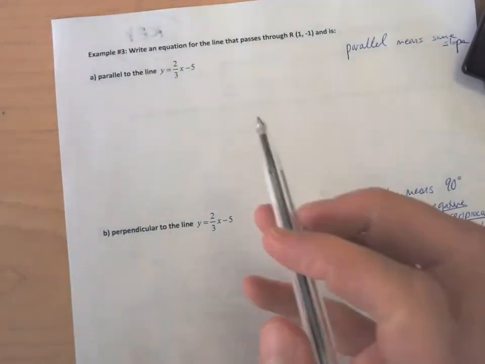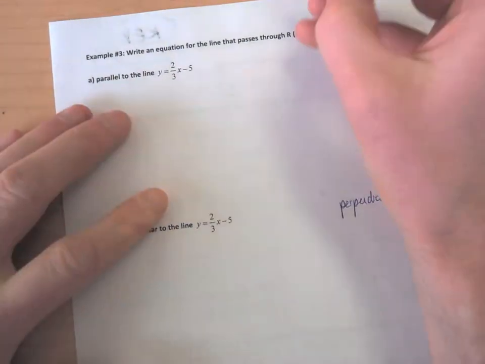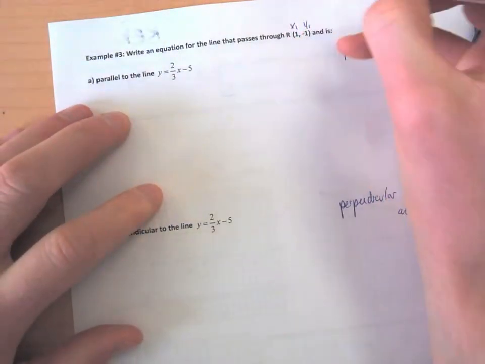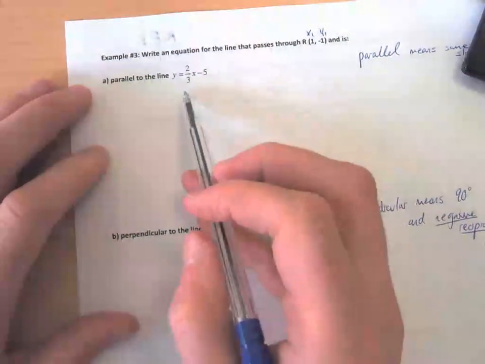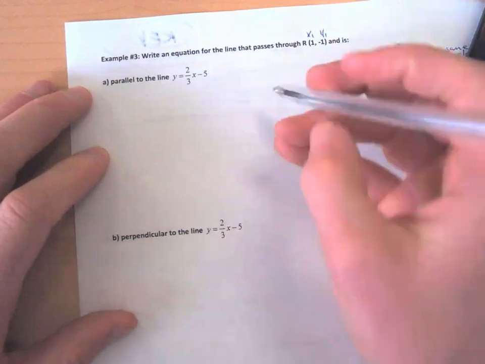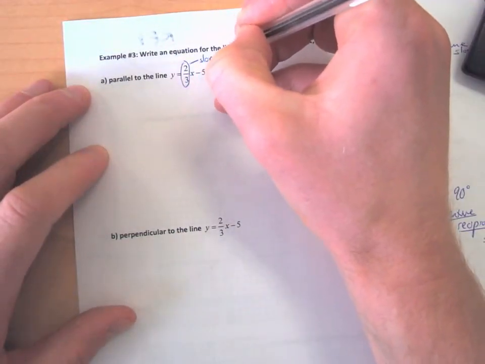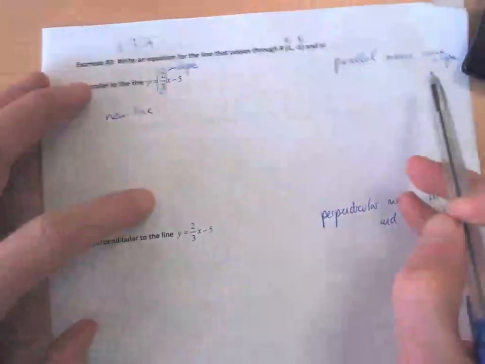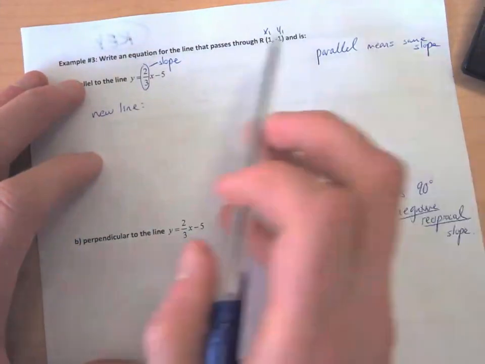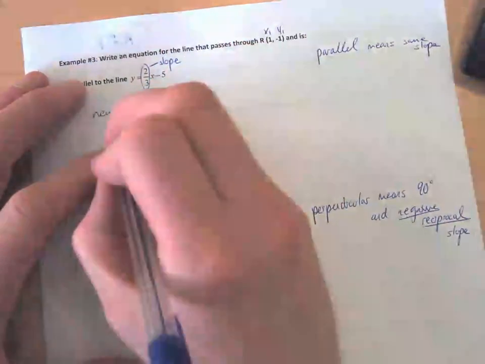So let's look at this. Write an equation for a line that passes through (1, -1), so that's my x1, y1, and is parallel to the line y = 2/3x - 5. So if we look at this number, this is our slope for this line. So the new line is parallel, so it has the same slope as this one. So that 2/3 must be in our new equation as well.